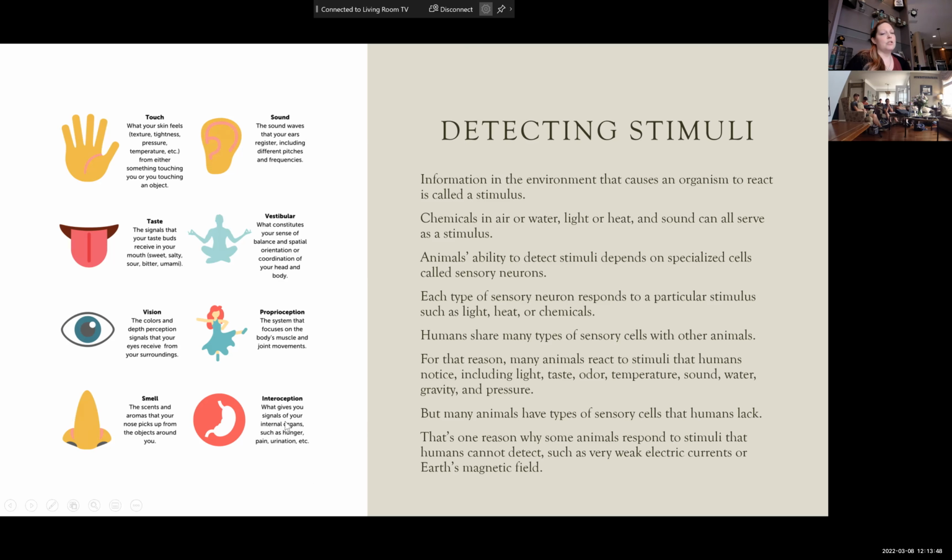So that's proprioception. Interoception, this is stuff like, oh, I'm hungry. Oh, I gotta pee. Stuff that's happening in your body that you suddenly have to do. If you're hungry, right? If you're thirsty, if you gotta pee, I hope. So that's what that is.